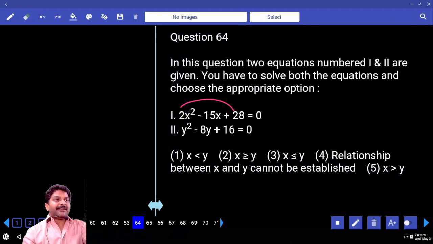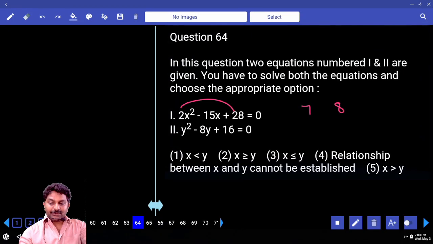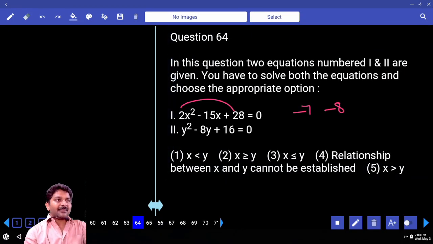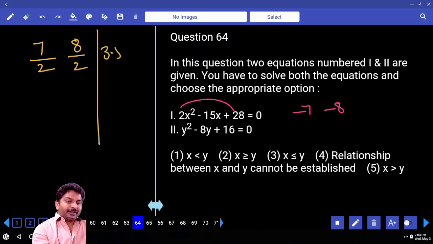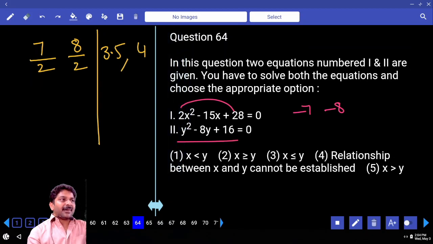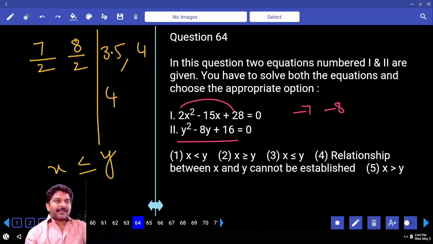2 into 28, 56. Product must be 56. 7 into 8. Combination is minus 7 comma minus 8. Then factors are plus 7 plus 8. That's it. Divided by the coefficient of x square. How much is that? 3.5 and then 4. This is y minus 4 whole square only. Then y value is equal to 4. Then x is less than or equal to y.